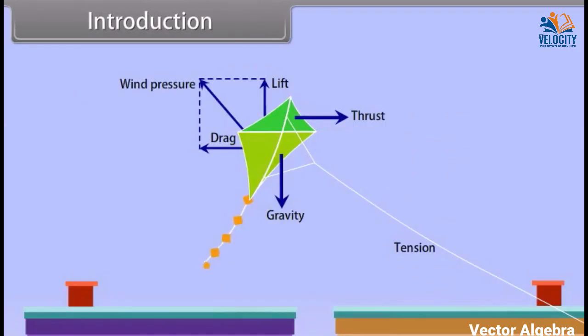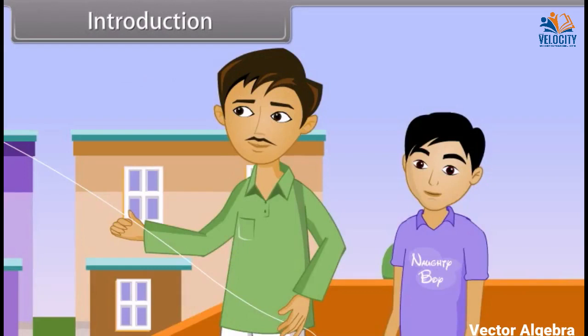There are many forces which act on the kite, and these forces have specific directions due to which the kite gets in the air. But Dad, how do we define the direction of the forces acting on the kite? Good question, my son. We define it with the help of vectors. Would you like to know more about it? Yes, Dad. In this lesson, you will learn the operations on vectors.